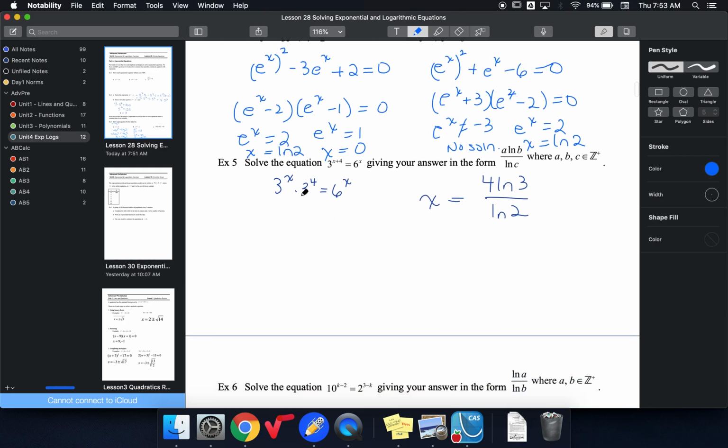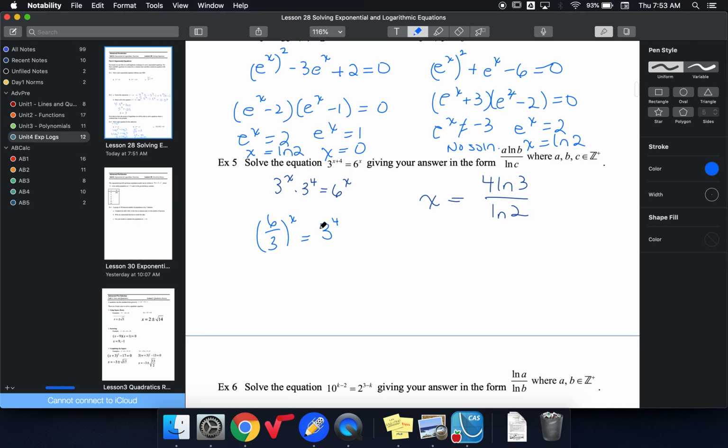So down here you can see that I've started this one. I broke up my 3 to the x plus 4, called it 3 to the x times 3 to the 4th, and I'm going to isolate my x. So I'm going to write this as 6 divided by 3 to the power x, because 6 to the x divided by 3 to the x is the same as 6 over 3 to the x equals 3 to the 4th. I'm not going to expand this to 81 because I see that I have a constant in front.